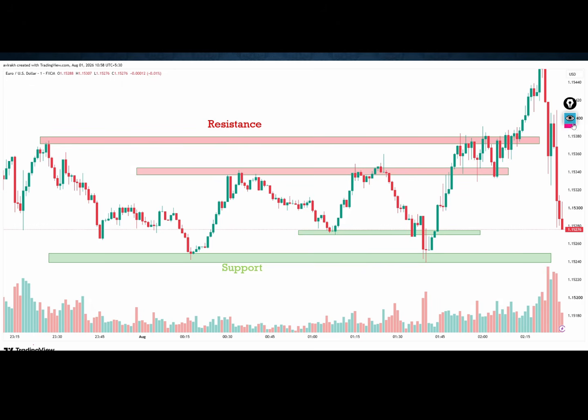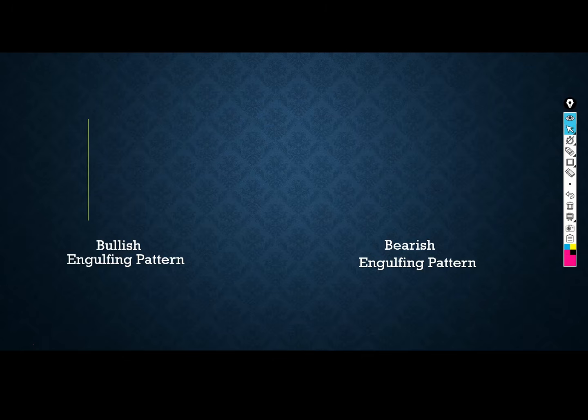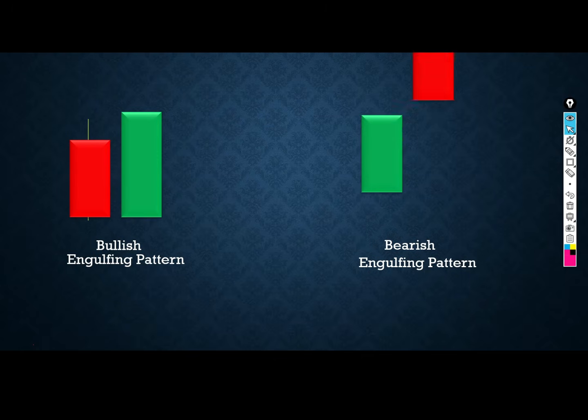Now, candlestick patterns. Today, I am discussing two candlestick patterns. One is the bullish engulfing pattern, another one is the bearish engulfing pattern. So, what are these patterns? I am taking the bullish engulfing pattern and bearish engulfing pattern as an example.